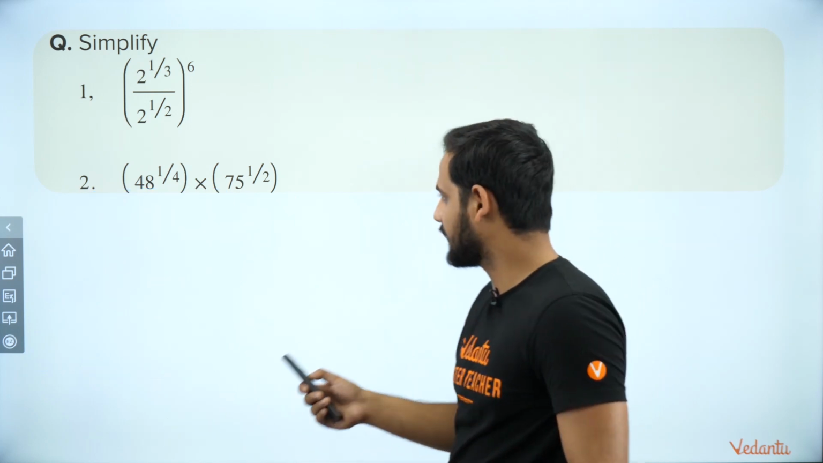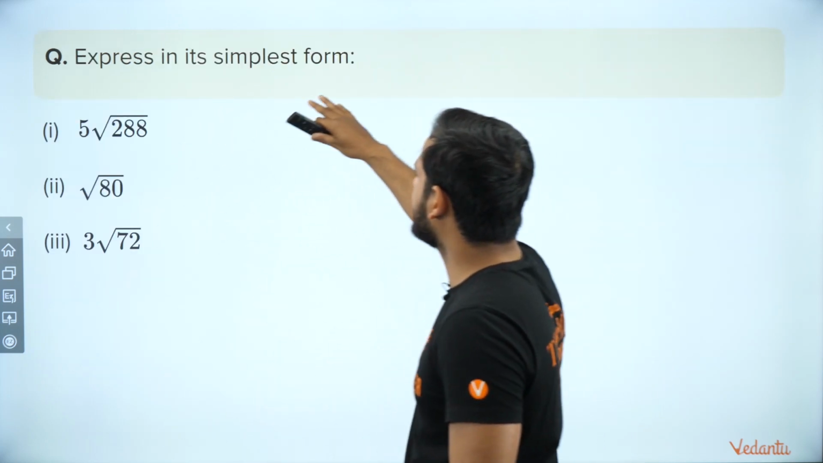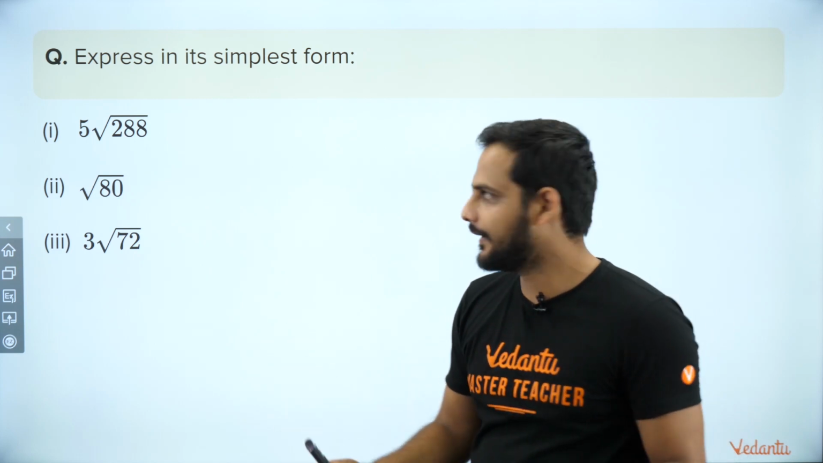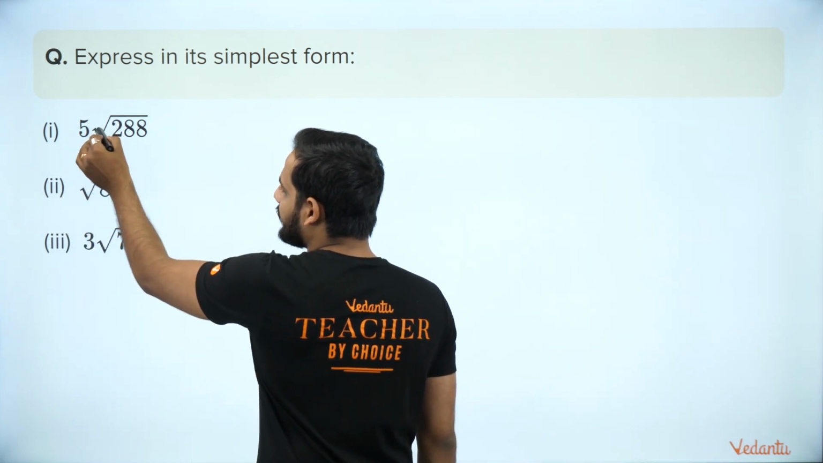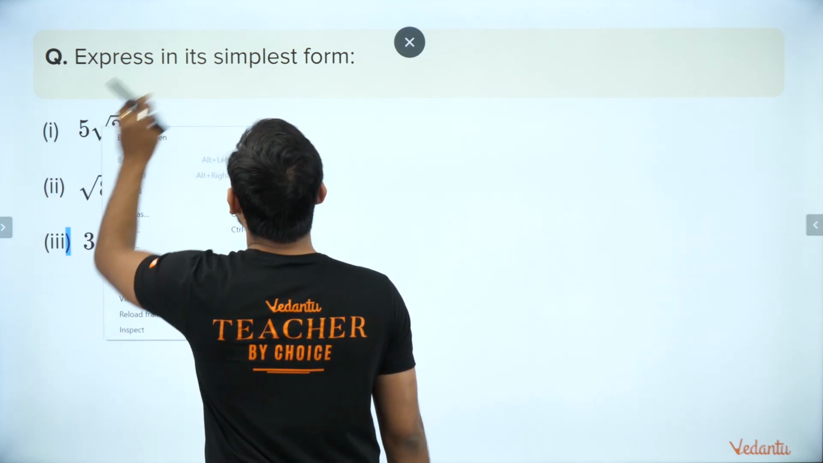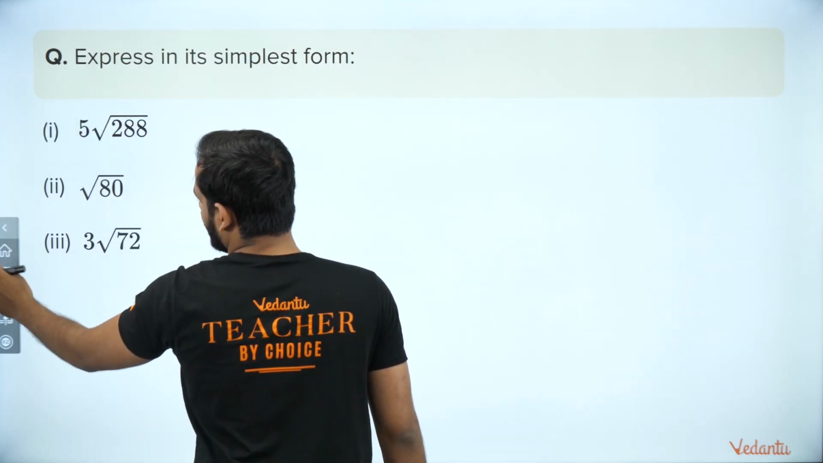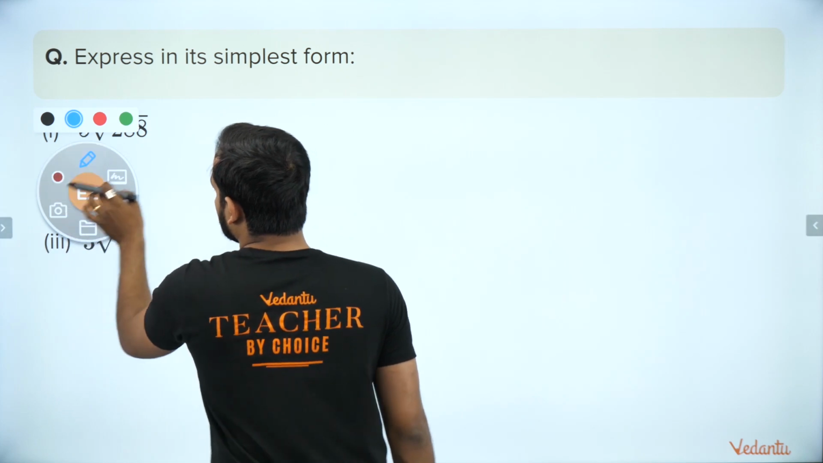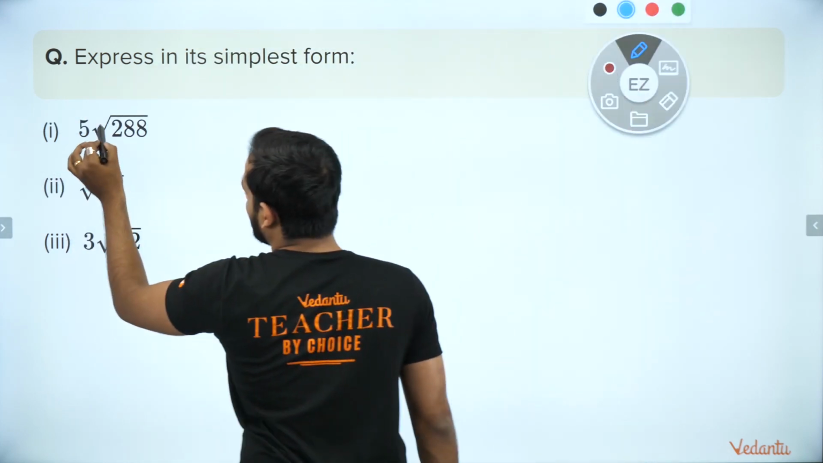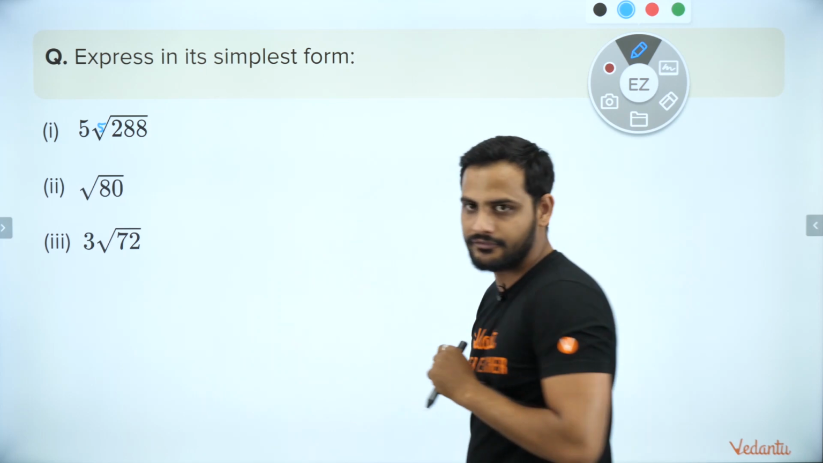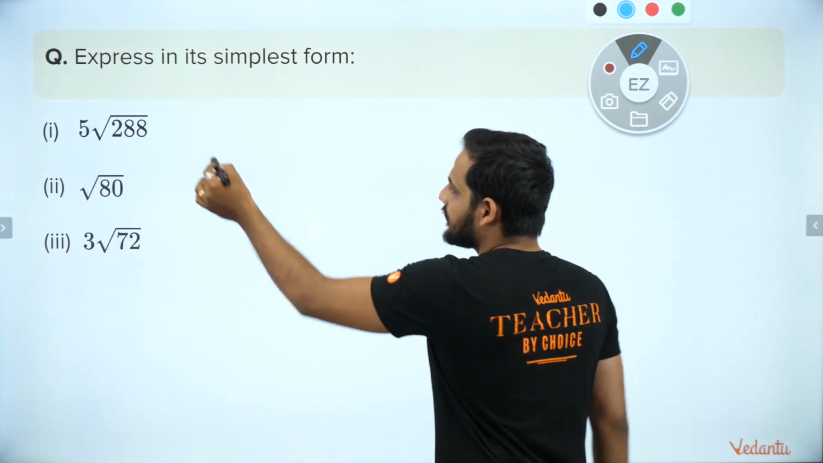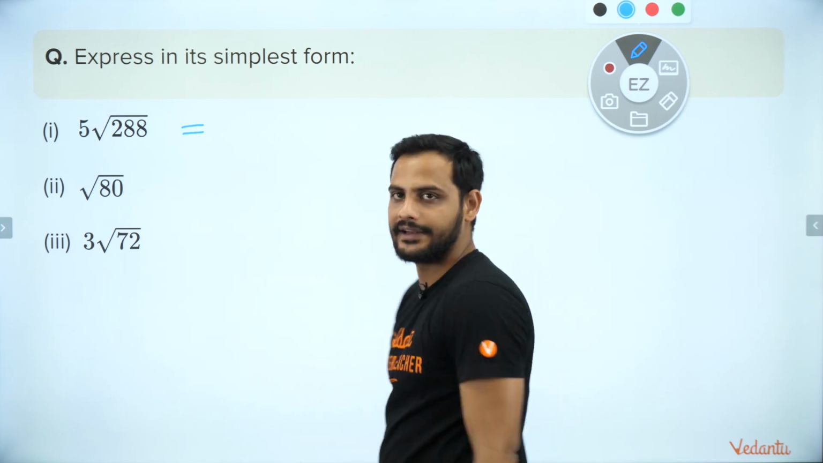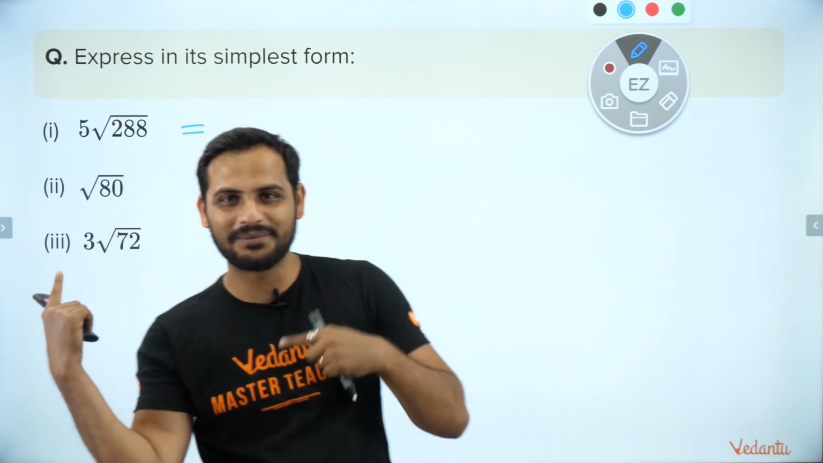The next question is: express in its simplest form. So this is 5 into... see, if I write 5 here, it means the fifth root, but since 5 is written outside, that means 5 is in multiplication. So this is 5 under root of 288. It's very easy, if we have solved that problem, right?